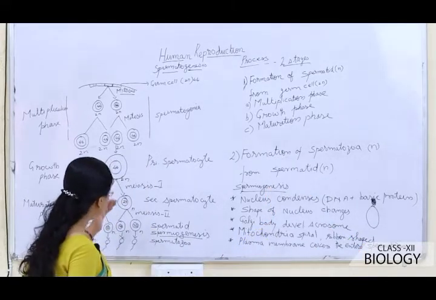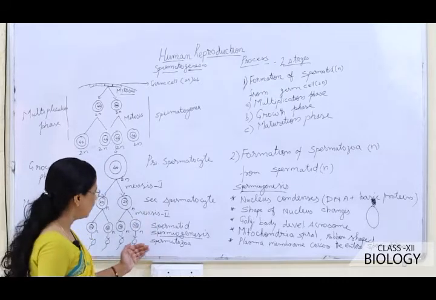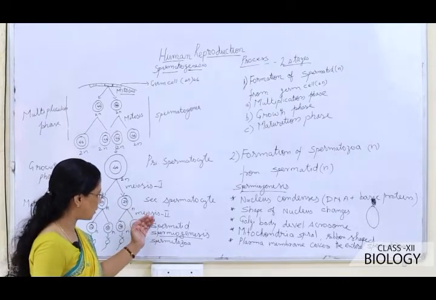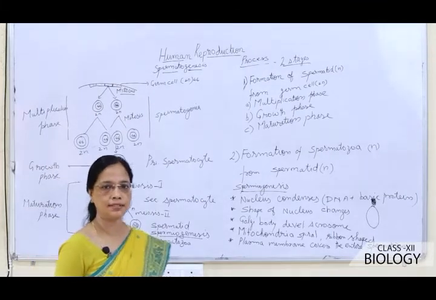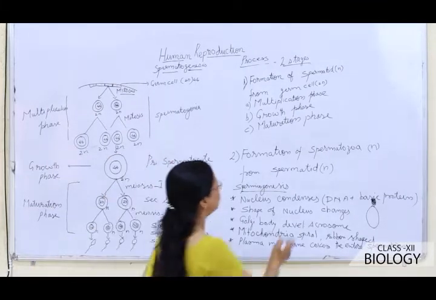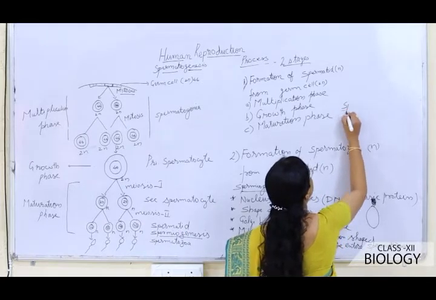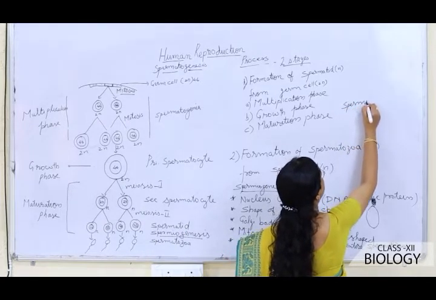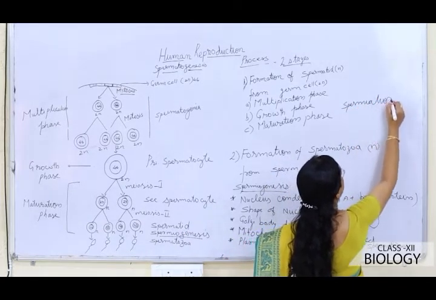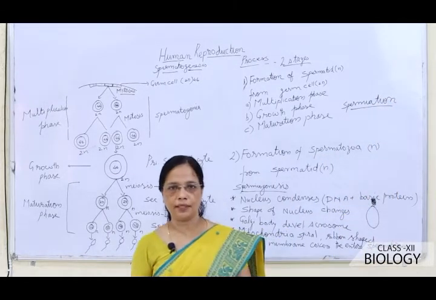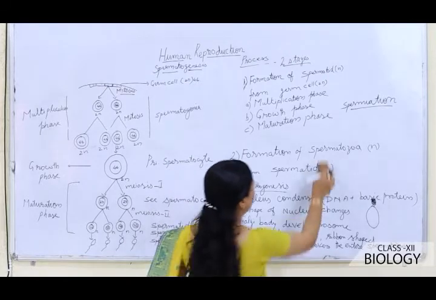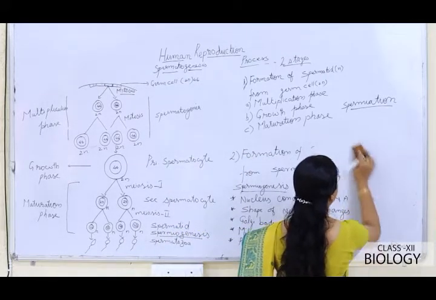Now you have seen that these are the changes in the process of formation of spermatid into spermatozoa, and the process is known as spermiogenesis. There is one more term, that is spermiation. What is spermiation? Spermiation means, let me show you with the help of a diagram.